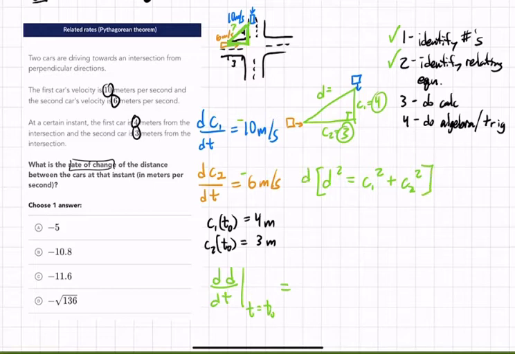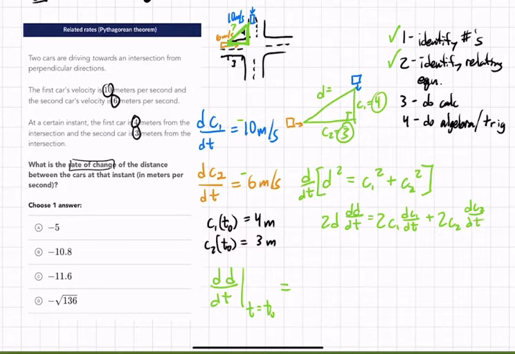So now I'm going to take the derivative with respect to t to see what we get. The derivative of d would be 2d, then dd over dt. The derivative of c sub 1 would be 2 c sub 1 dc sub 1 over dt. Maybe you guys don't like the sub numbers. I should have used a and b, but oh well. Next one is 2 c sub 2, and then dc sub 2 over dt.